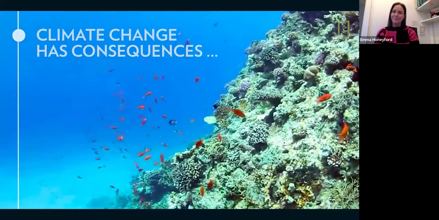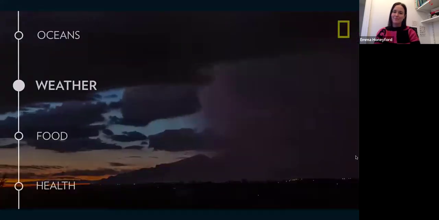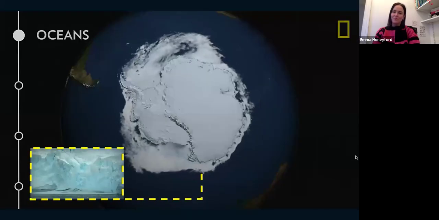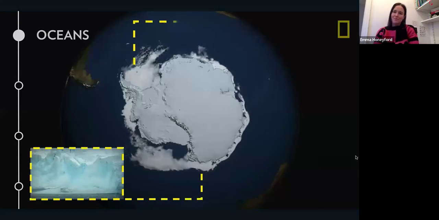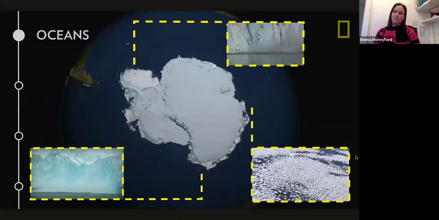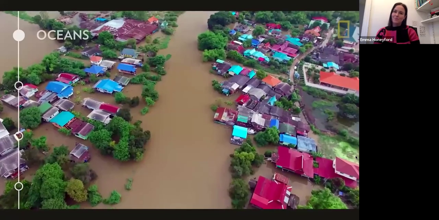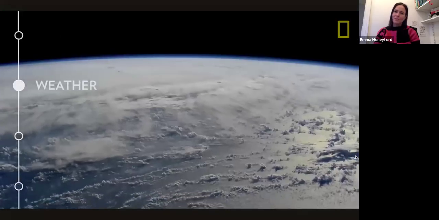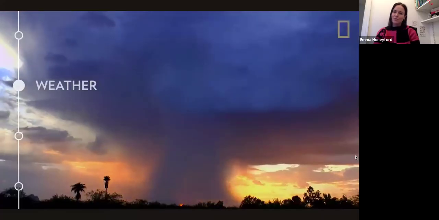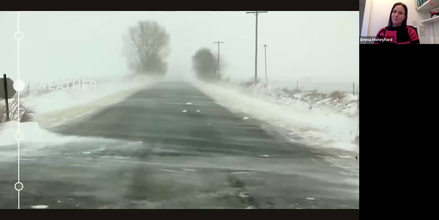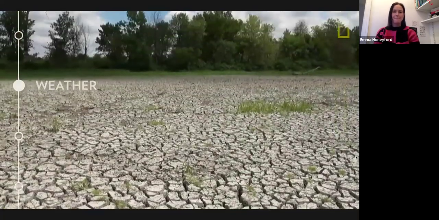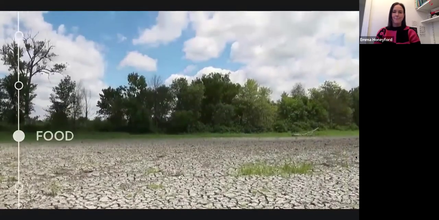Climate change has consequences for our oceans, our weather, our food sources, and our health. Ice sheets, such as Greenland and Antarctica, are melting. The extra water that was once held in glaciers causes sea levels to rise and spills out of the oceans, flooding coastal regions. Warmer temperatures also make weather more extreme. This means not only more intense major storms, floods, and heavy snowfall, but also longer and more frequent droughts. These changes in weather pose challenges.